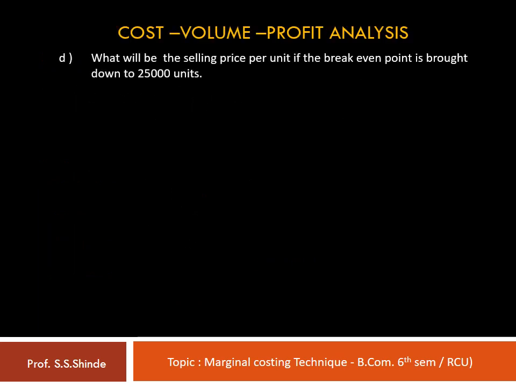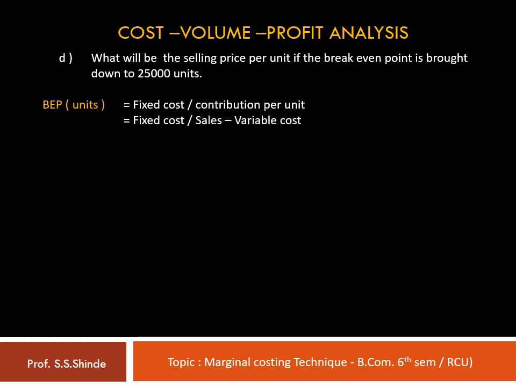Let's now try to calculate the selling price per unit if the break-even point is brought down to 25,000 units. Let's put up the equation. Break-even point in units is equal to fixed cost divided by contribution per unit. So this equation can be rewritten as fixed cost divided by sales minus variable cost. So when we put up the variables, we get 25,000 is equal to 1,50,000 divided by sales, the missing figure, minus the variable cost, rupees 10 per unit.